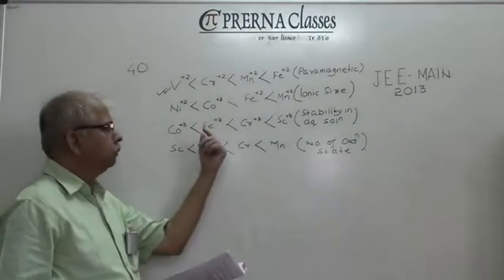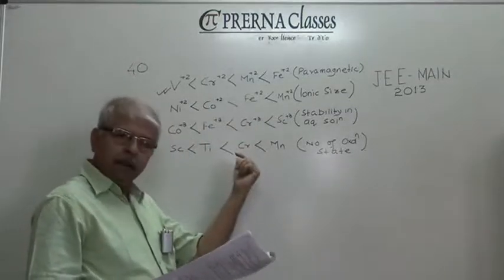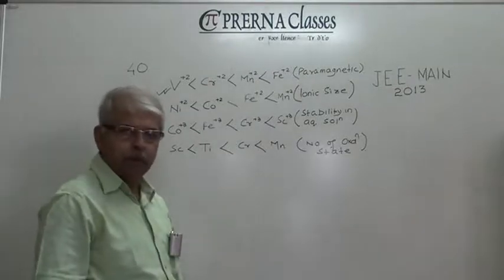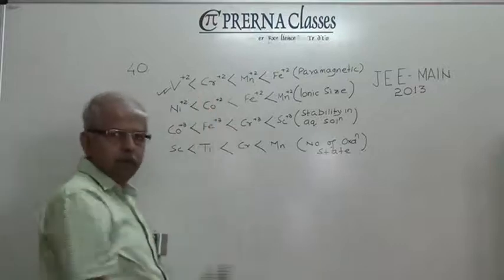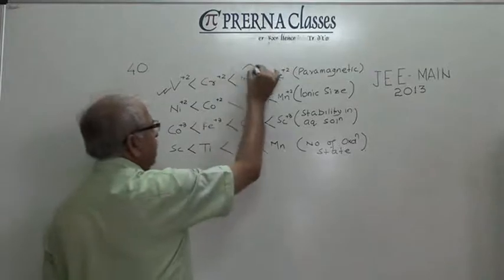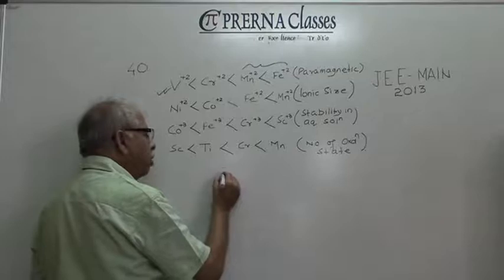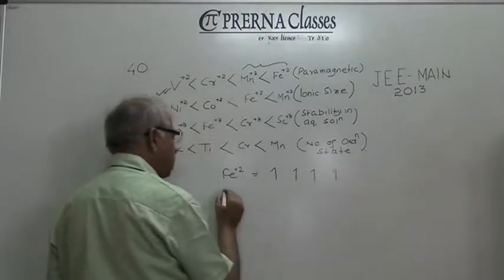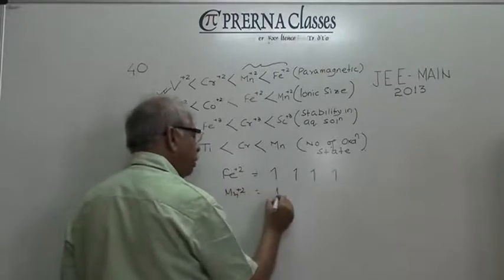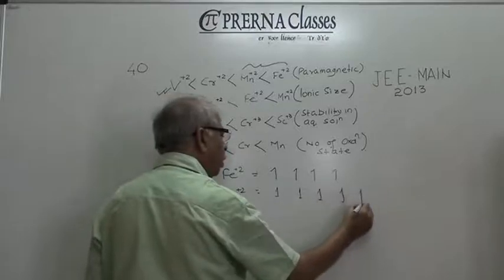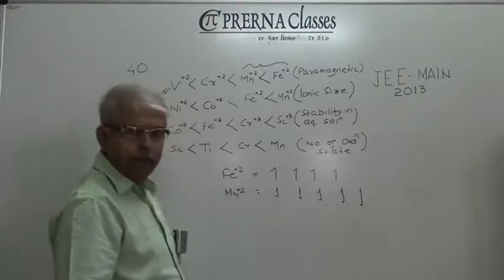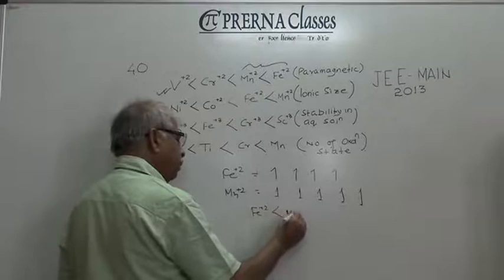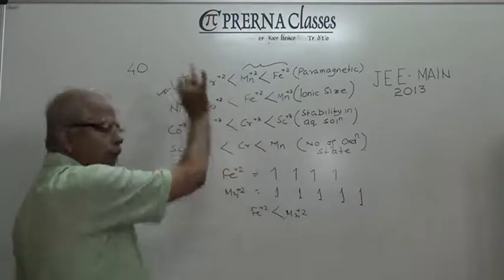Which of the following arrangements does not represent the correct order of property stated against it? Now, this type of question should always be attempted from the first choice. In the first choice, we find a disparity. The number of unpaired electrons in Fe+2 is 4, whereas the number of unpaired electrons in Mn+2 is 5. Definitely, greater the number of unpaired electrons, greater is the paramagnetic behavior. So, logically, Fe+2 should be less than Mn+2. And hence, number 1 is the correct option.